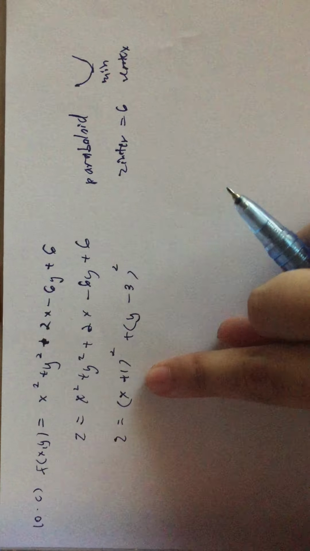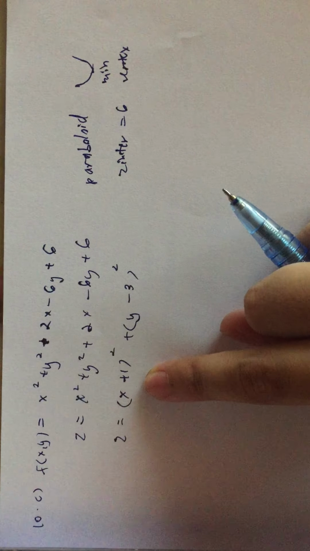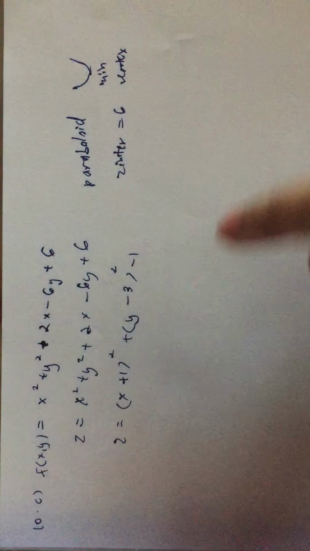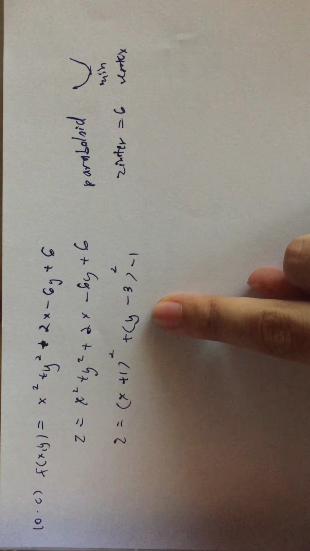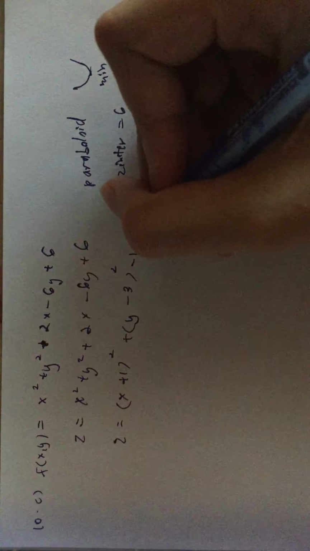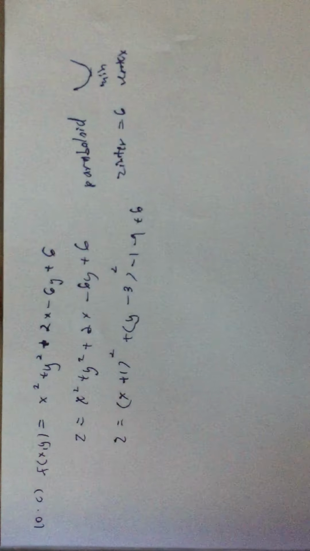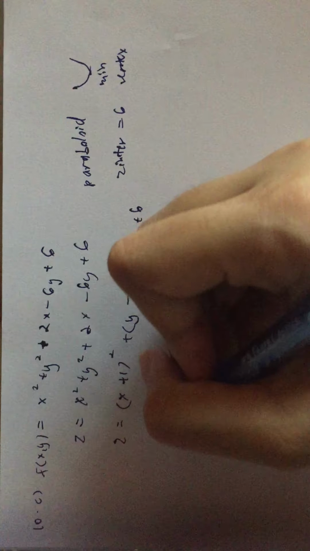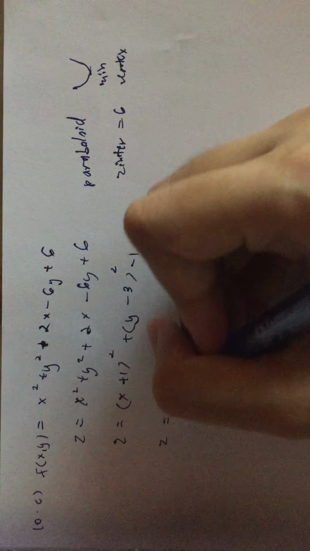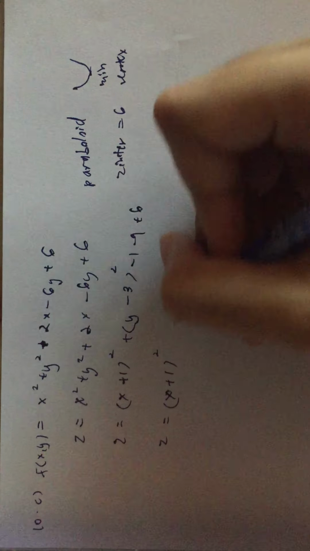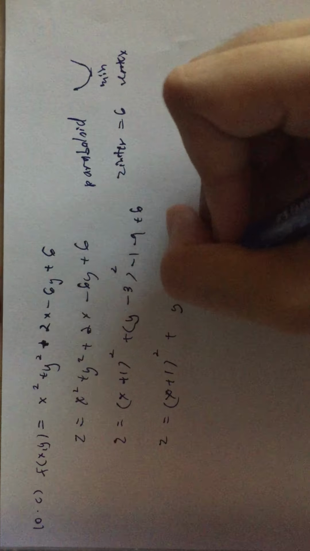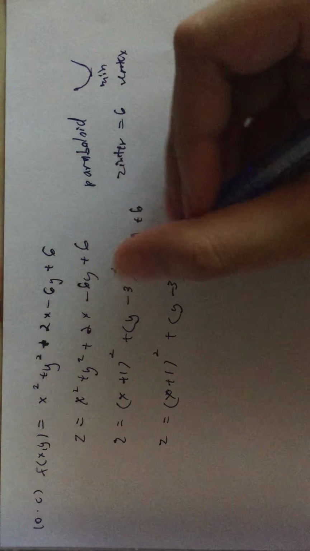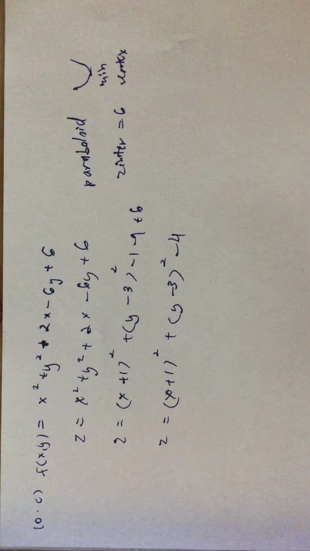And then kalau kita expand ni, sebenarnya kita ada extra term positive 1. So, kita kena minuskan dengan 1. And then this one pula kita ada extra term 9, positive 9. So, kita minuskan dengan 9 plus 6. So, actually we have z is equals to x plus 1 squares plus y minus 3 squares minus 4.